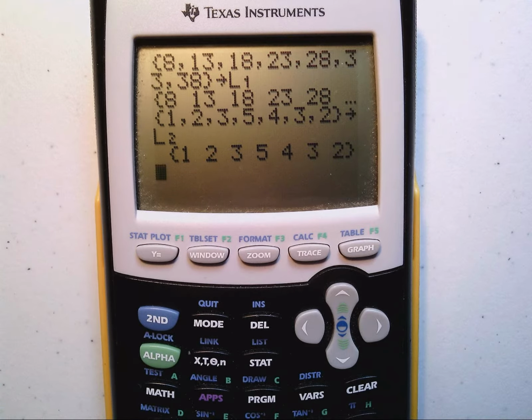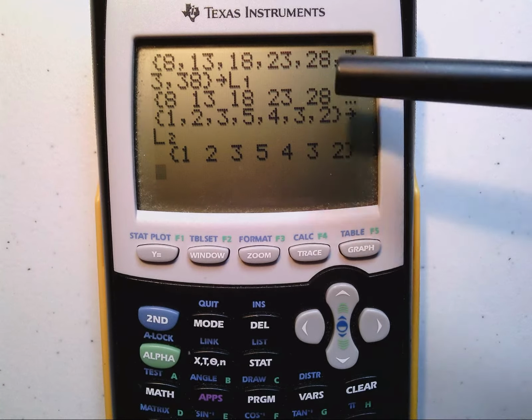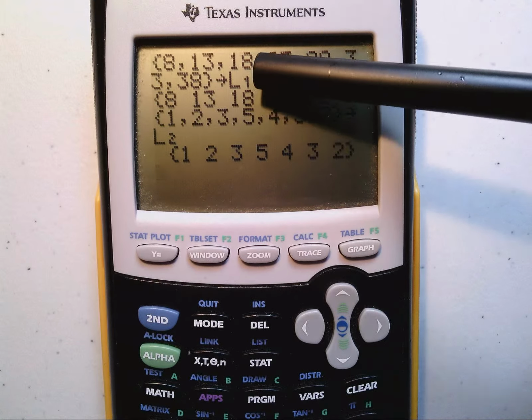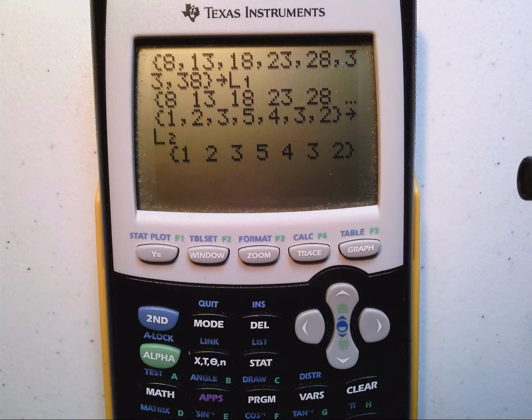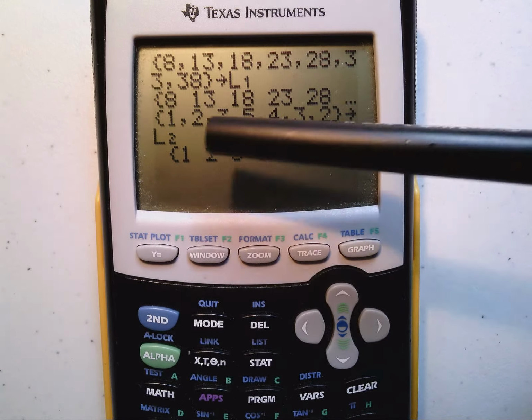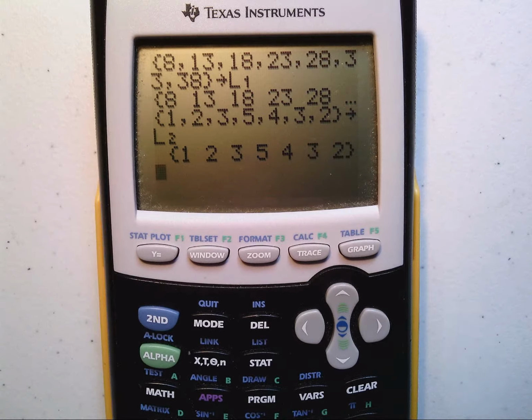Well, the book already spit out what the midpoints were, which I stored to L1, and what the frequency of each of those classes were, which I stored to L2. Alright, so again, notice I'm having both a class list and a frequency list in L1 and L2. Make sure not to switch those out. It would be really bad.